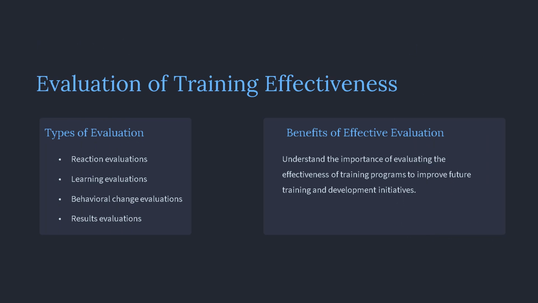Finally, evaluation of training effectiveness. What is the way through which you are going to evaluate whether whatever training you have done is effective or not? The types of evaluation are reaction evaluation, meaning what is the reaction, positive or negative, or maybe neutral. Then learning evaluation, behavioral change evaluation, and result evaluation. Outcome is the basic emphasis while you are evaluating a training program.